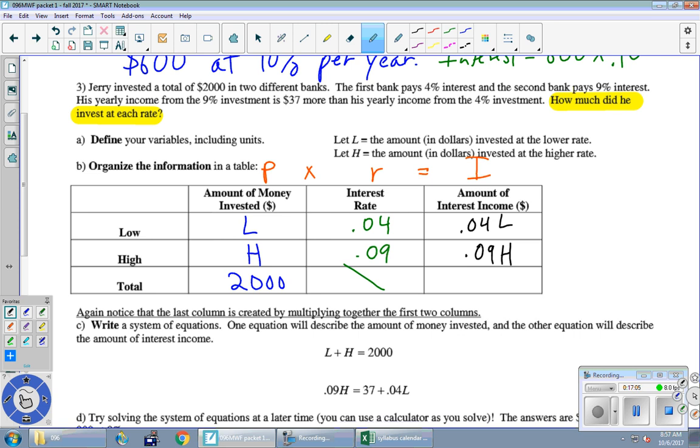There's a 37 in this problem. Is that the total amount of interest from the two banks? No, we're not told the total. But that 37 is somehow important. We're going to have to write an equation. But before we write that equation, let's write the easier equation.